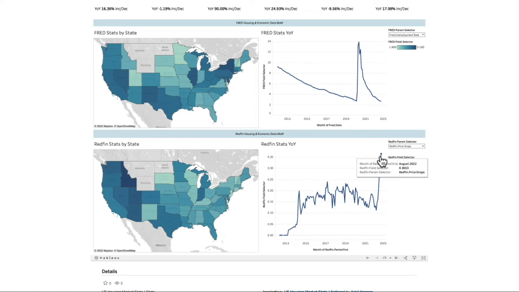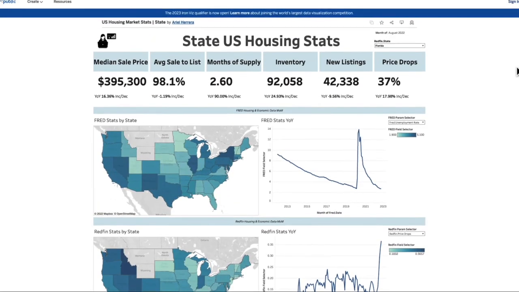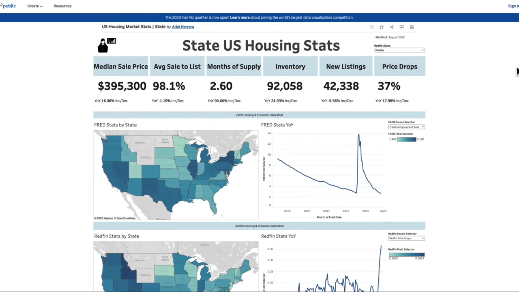And we could also observe how Florida compares to other states, which we could see Idaho has actually had the highest price drops. Now at this stage, you're wondering, how do we get this data so that we can create more visualizations and understand our markets?